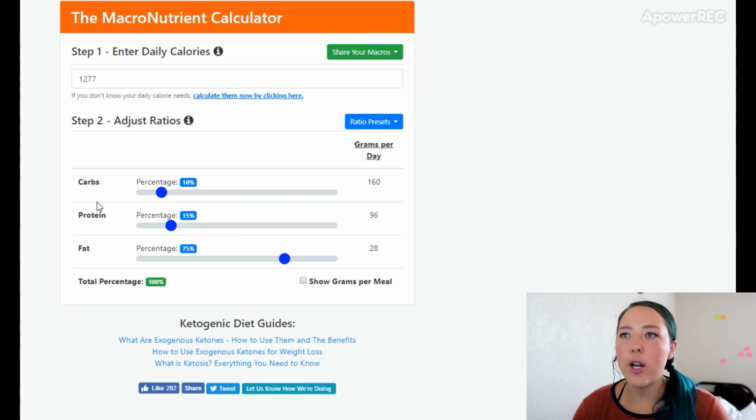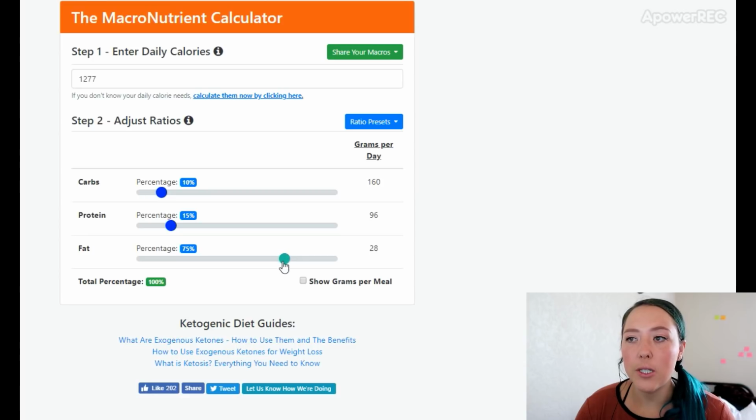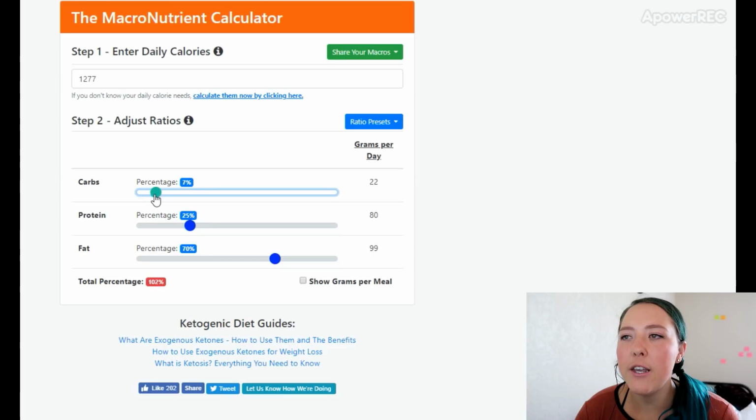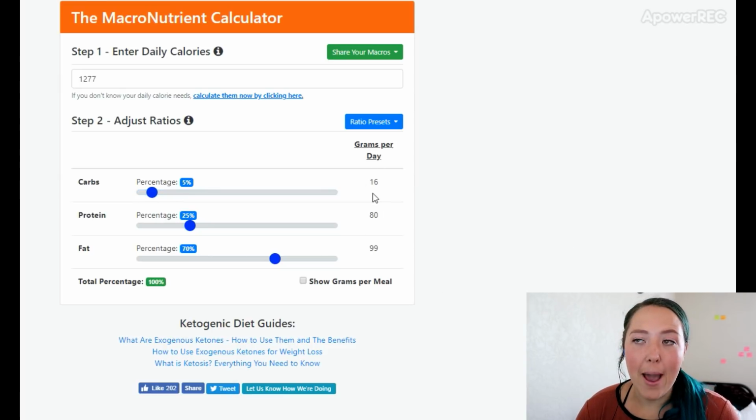So I am trying to figure out what my macros need to be for keto, right? So in the keto diet, they say that your fat should be 70% of the food that you're eating. So I'm going to take this and I'm gonna slide it to 70%. And it says that protein should be 25%. And then for carbs, it should be 5. So we're gonna slide this over to 5. There we go. Okay, this right here are my macros.